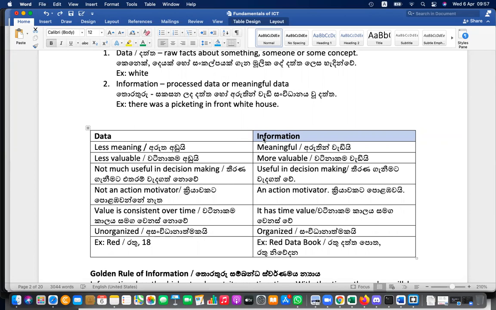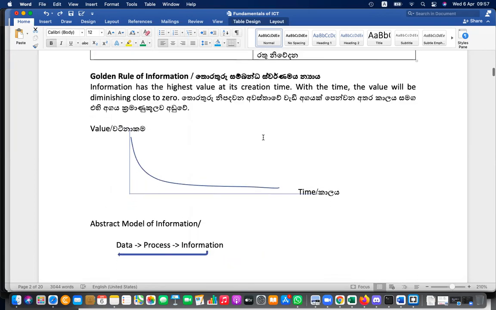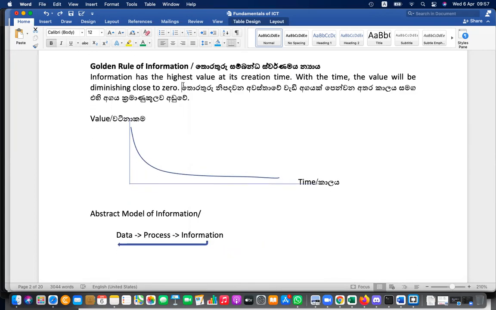Then the golden rule of information, as I said, is this. This was asked in the examination sometimes. Information has the highest value at its creation time, and with time, the value will be diminishing to zero. It's gradually going down with time, right? So we understood that, right?